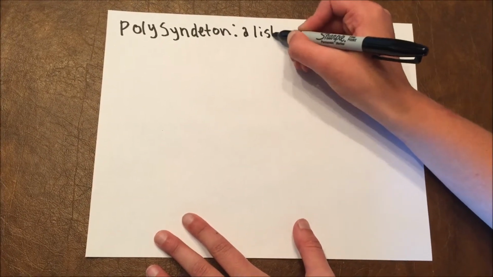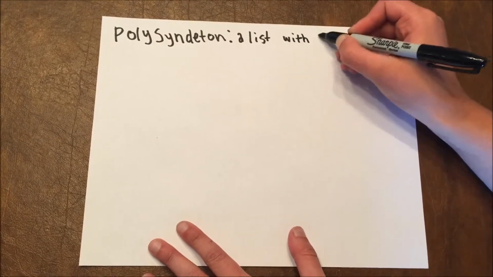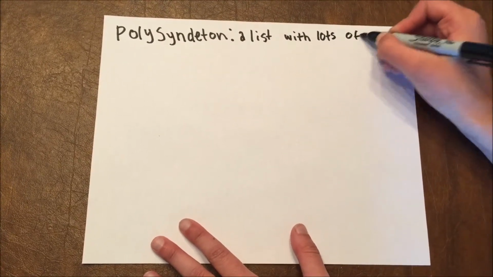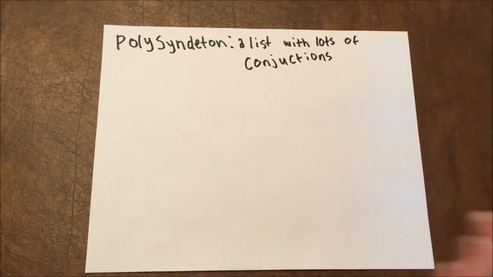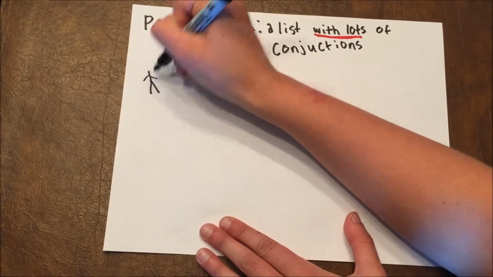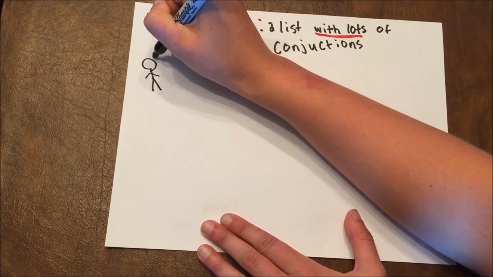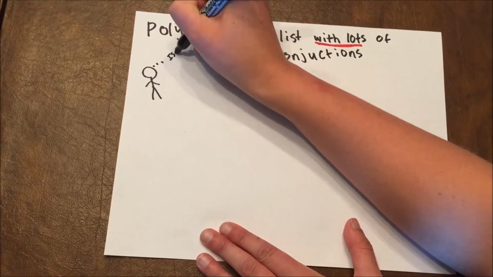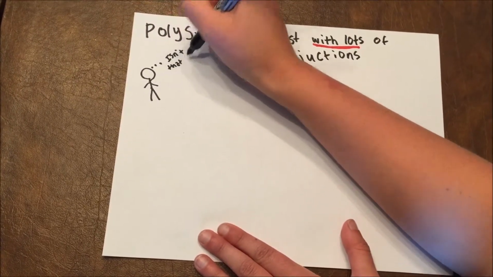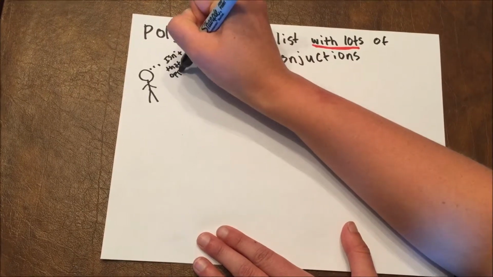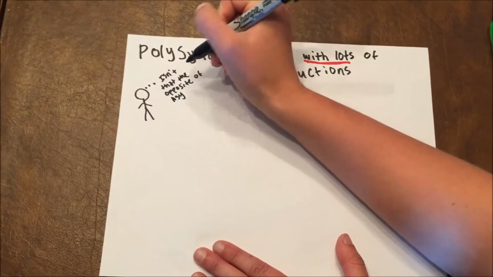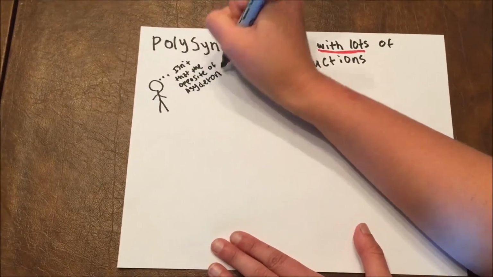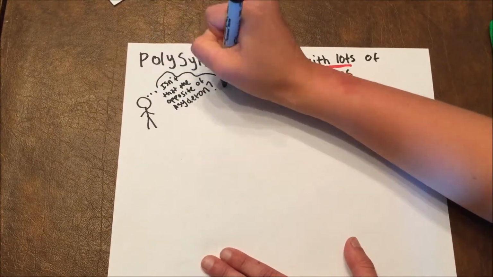So a polysyndeton is a list with a lot of conjunctions. And basically, I'm thinking, isn't that the opposite of an asyndeton? And yes, basically it is. A polysyndeton can be used for the exact opposite effect of an asyndeton, where it slows things down and places emphasis on the different words in the list. This can be used very effectively in speeches.